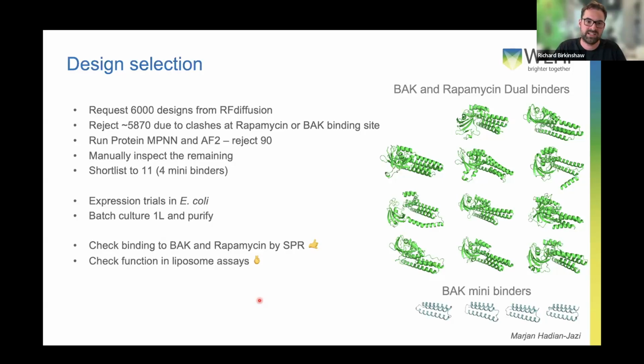Then the next process and probably the biggest challenge that we've had is then moving on to expression trials, principally in E. coli, then going on to batch culture, 1 liter scale and purifying, and then checking both binding to BAC and rapamycin. We do this principally by SPR, and then checking the function in our liposome assay.